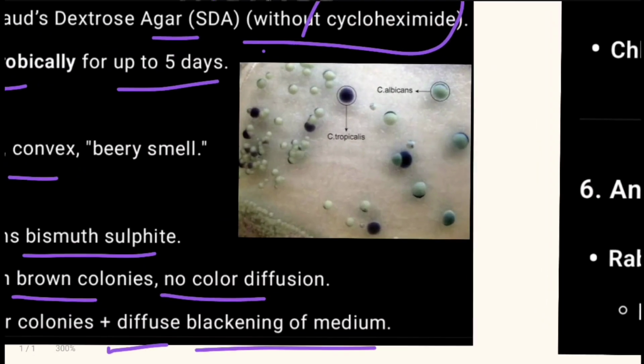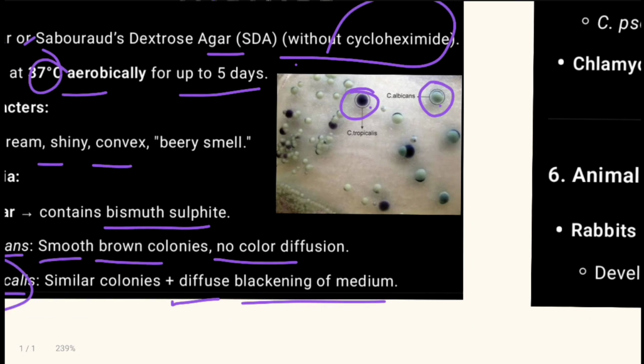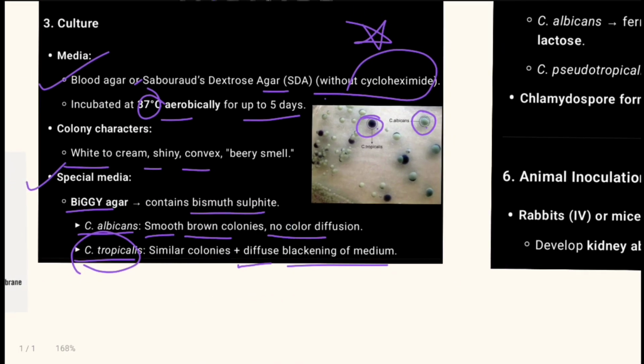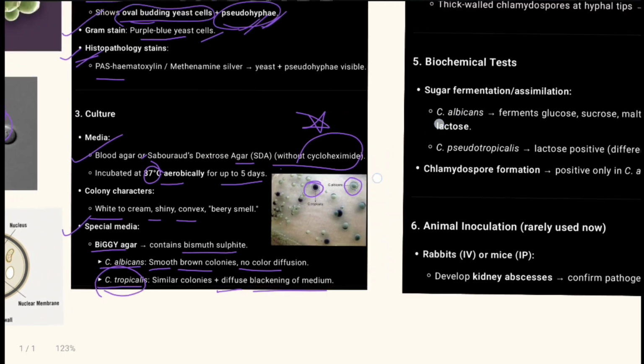Here you can observe these two colonies. This is Candida albicans and Candida tropicalis. There is no color diffusion with Candida albicans, but in the case of Candida tropicalis, the diffused blackening of the media is evident. So this is the special media called BiGGY agar, which is used to differentiate between Candida albicans and Candida tropicalis. Remember, these things are very important if you are preparing for different exams also.